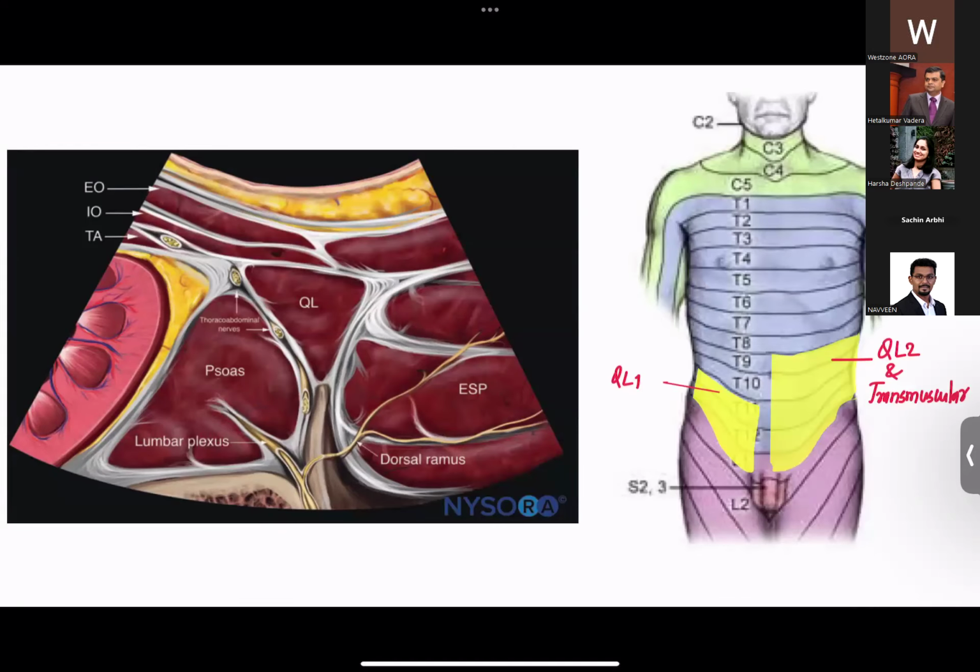So here we can see the dermatomal distribution of each block. The lateral QL or QL1 covers the area from T11 to L1, whereas the posterior and the transmuscular or anterior QL cover a wider range of dermatomes from T9 to L1.